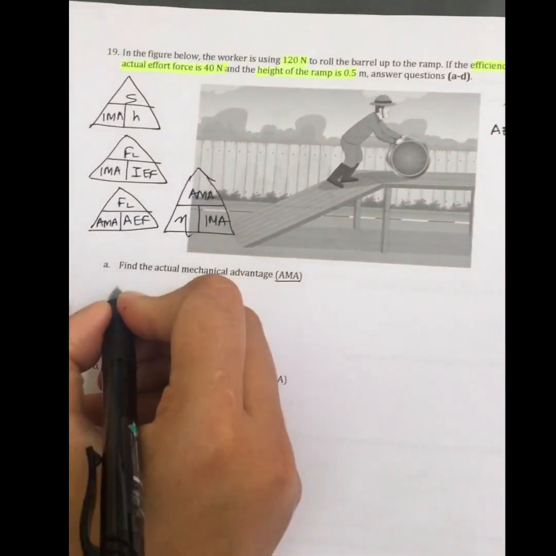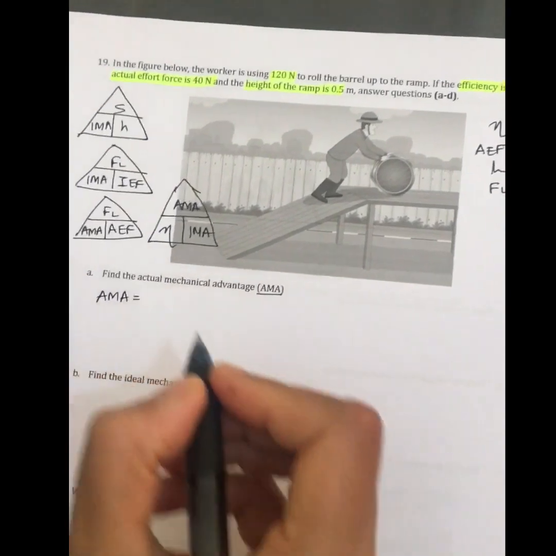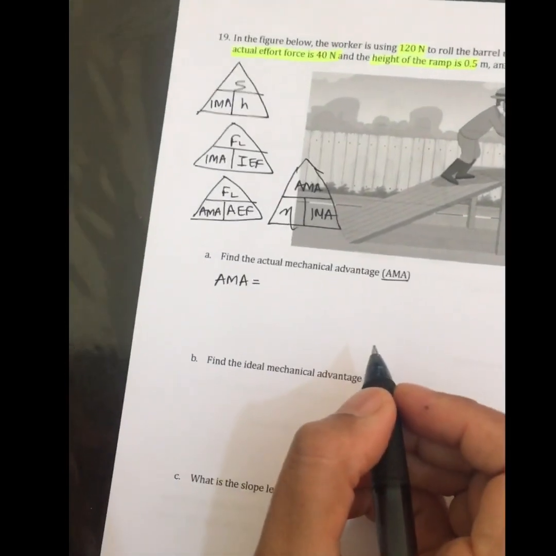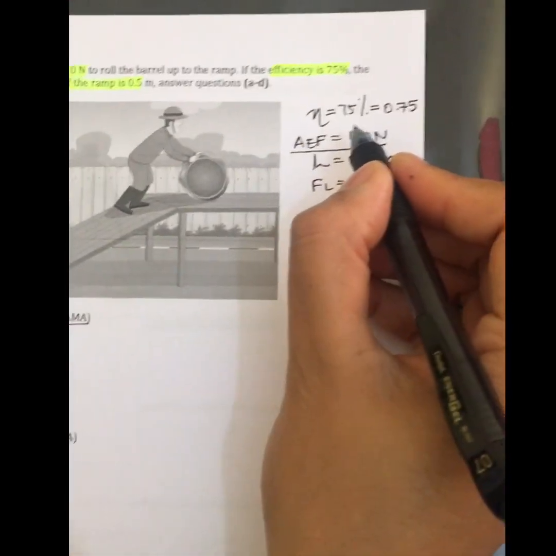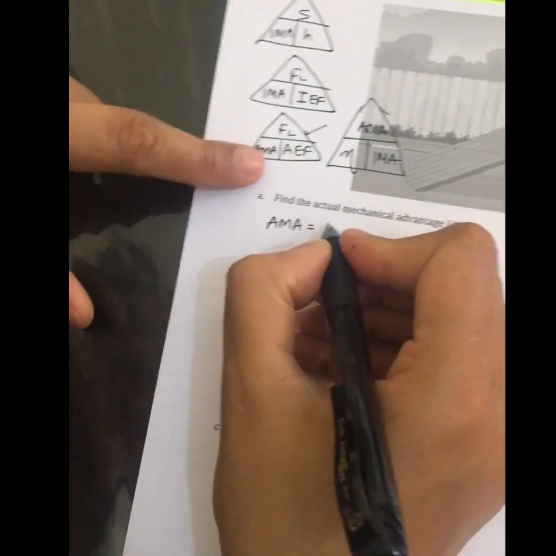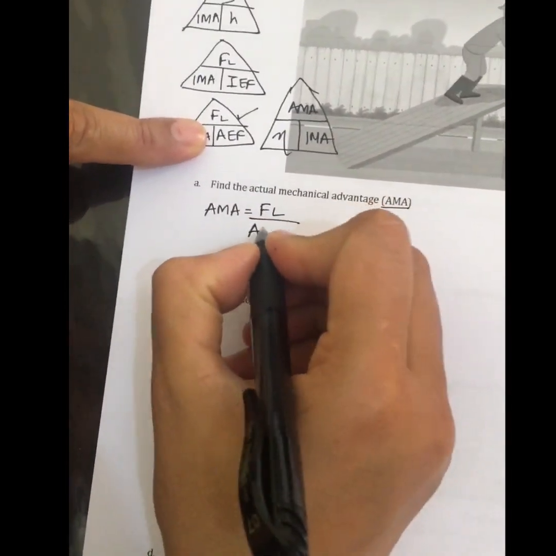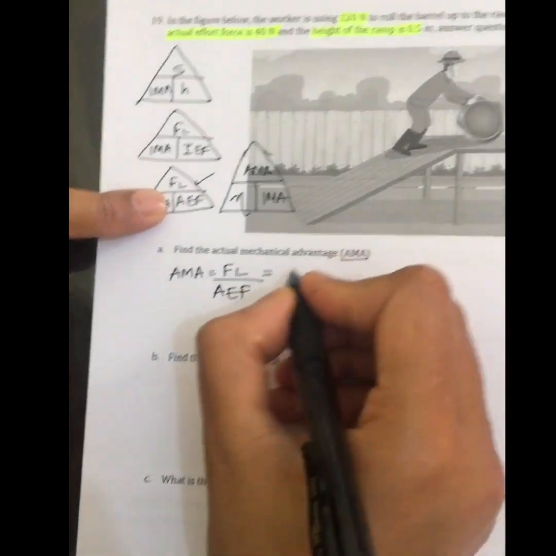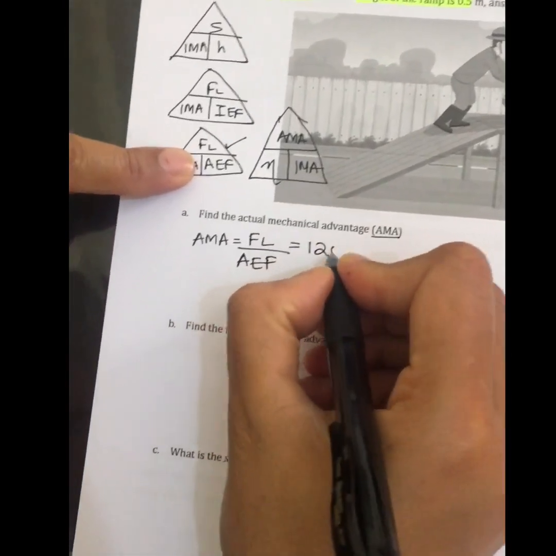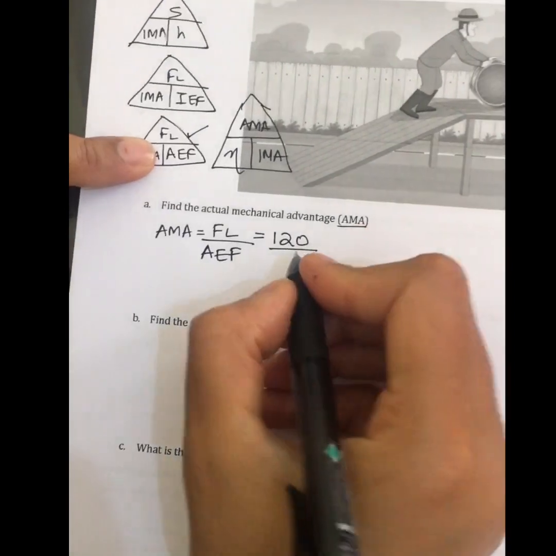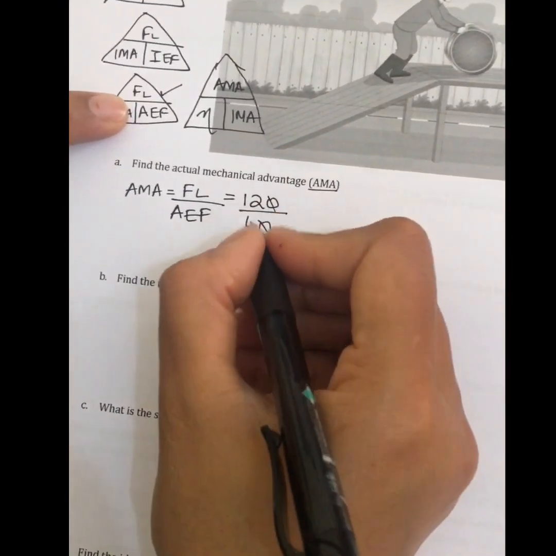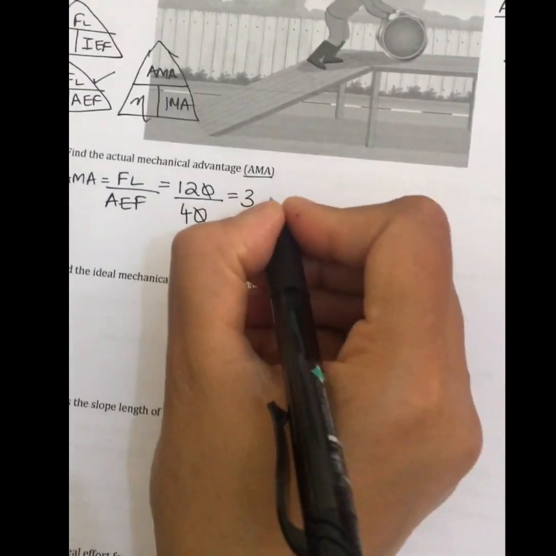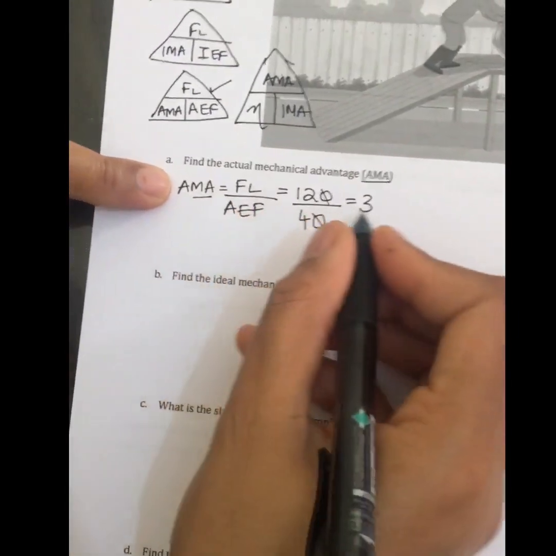Find the actual mechanical advantage. So we have to find AMA. Which of the triangles can we use? We know the actual effort force and we know FL. So we can use this triangle. AMA is FL over actual effort force. FL is 120. Actual effort force is 40. Cancel the zeros. 12 divided by 4 is 3. Mechanical advantage, no units.